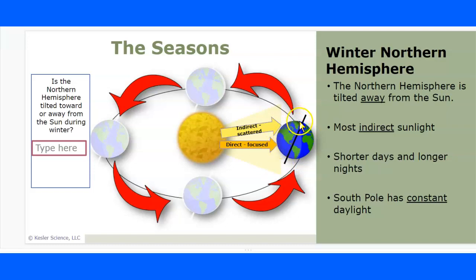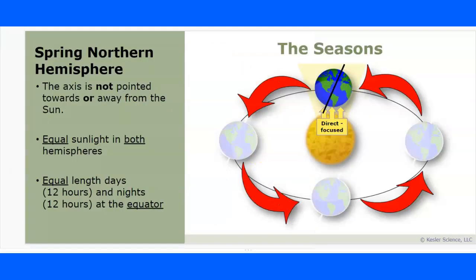Now, what is going to happen in the North Pole during the winter? Think about it. Look how much sunlight it is getting. It's getting none. So during that time of year, it's going to be constantly dark in the North Pole area. All right, is the northern hemisphere tilted towards or away from the sun during winter? It is tilted away.